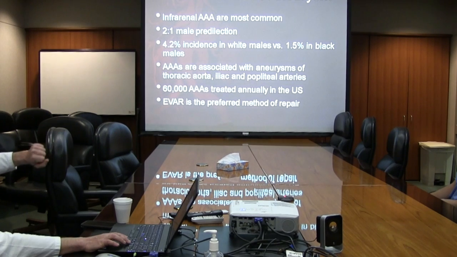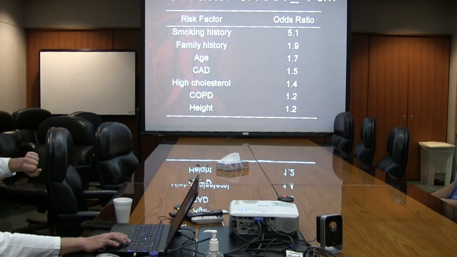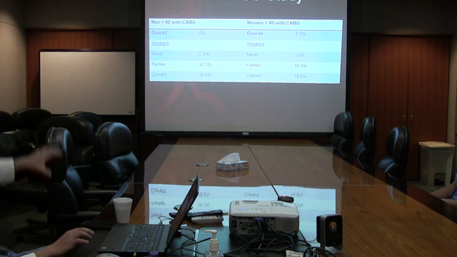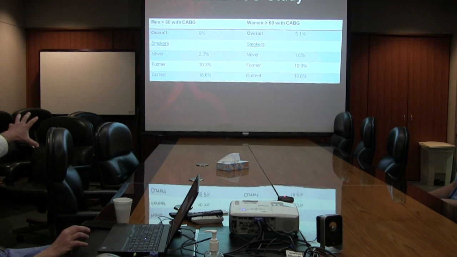More men than women, but women rupture more often. Risk factors: smoking, smoking, smoking, smoking, smoking, and then family history, age, everything else. Here's another important take-home. Just focus on one side. Let's say the men who are older than 60 who have had bypass, their risk of having an aneurysm is 9%. If you're a man over 60, you've had bypass, and you continue to smoke, 20%.